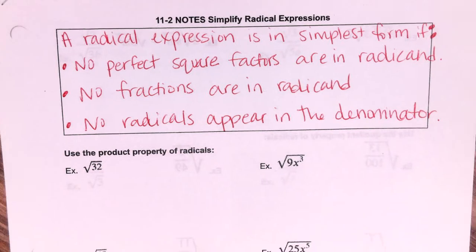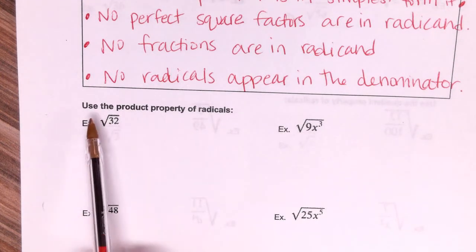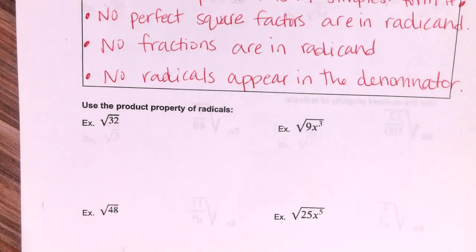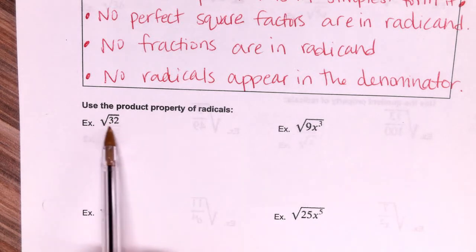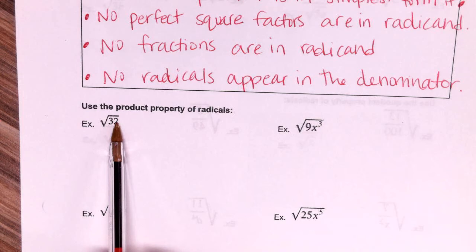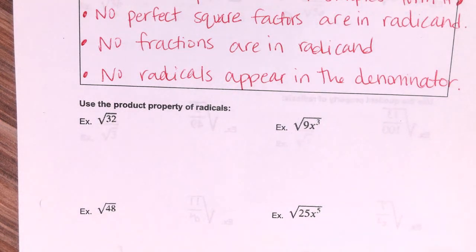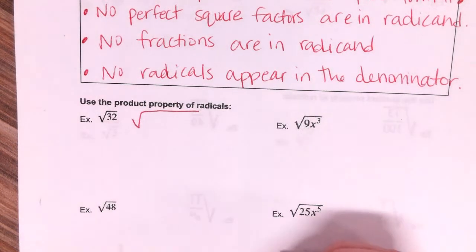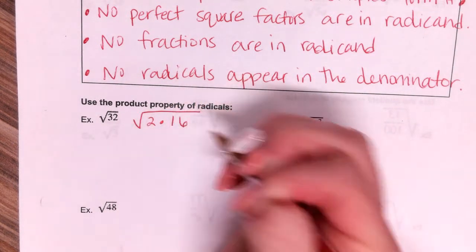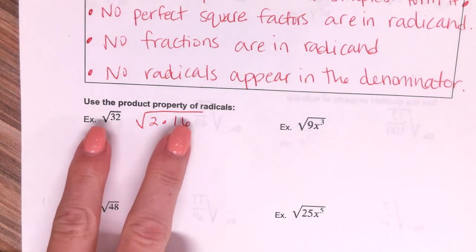Okay, so the first page at the top, what we're going to do is use the product property of radicals. So basically, if you can expand this out into what can be multiplied to make 32. So who can tell me what can be multiplied to make 32? 4 and 8, but let's go bigger. 16 and 2. So if I did under the radicand 2 times 16, does that have the same value? Yes or no?